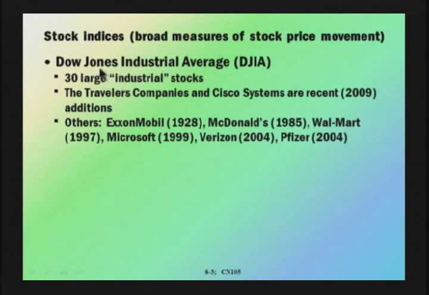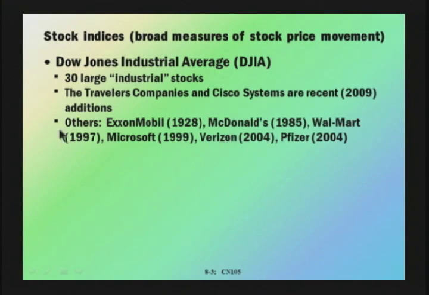The Dow Jones, or the Dow as it's often called, the Dow Jones Industrial Average consists of 30 large industrial stocks. It changes from time to time. Within the last couple of years, Travelers, which you recognize as the umbrella in the commercial, the insurance company, and the dog buries the bone in the backyard and all that, that's the Travelers company. And of course Cisco, the tech company, are recent additions. Others over the last few years have been added as well from time to time.